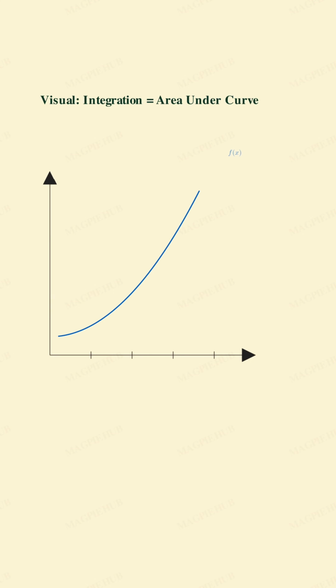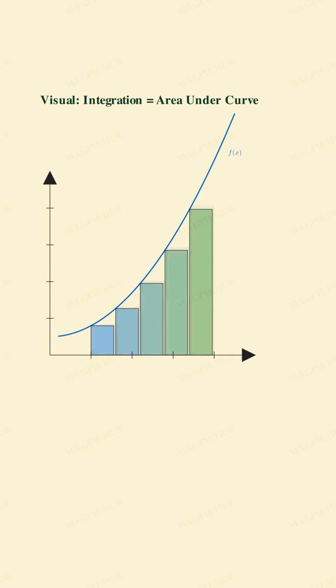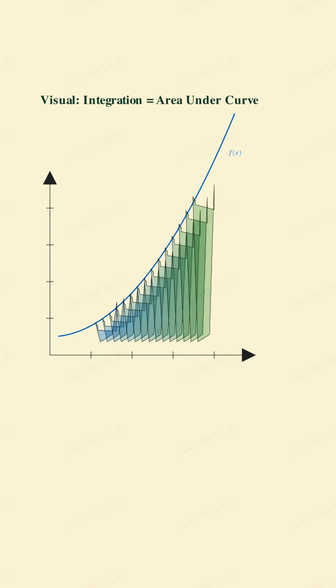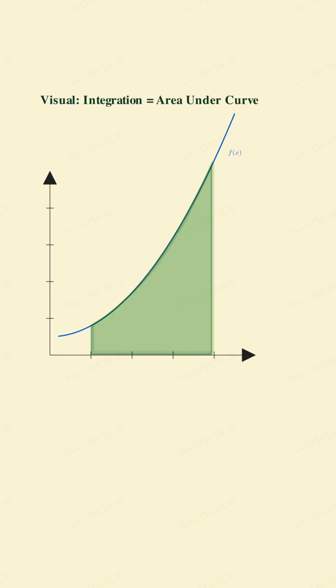Intuition, integration gives the area under a curve. On the graph, the blue curve is f of x. We can approximate the area using rectangles. These are called Riemann rectangles. With wide rectangles, the approximation is rough. But as we make them thinner and thinner, the rectangles fill the area more precisely.